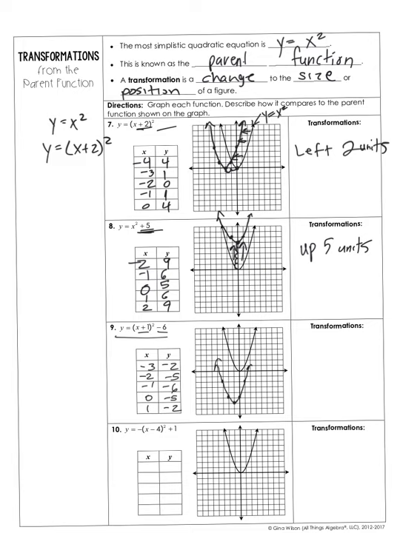Let's see. It looks like it shifted left 1 and then down a bunch. So it shifted left 1 and down 1, 2, 3, 4, 5, 6. Okay. So the transformation that happened was left 1 unit, down 6 units. All right, so when something is added to x in parentheses, it shifts the graph left. When something is subtracted outside the parentheses, it shifts the graph down.